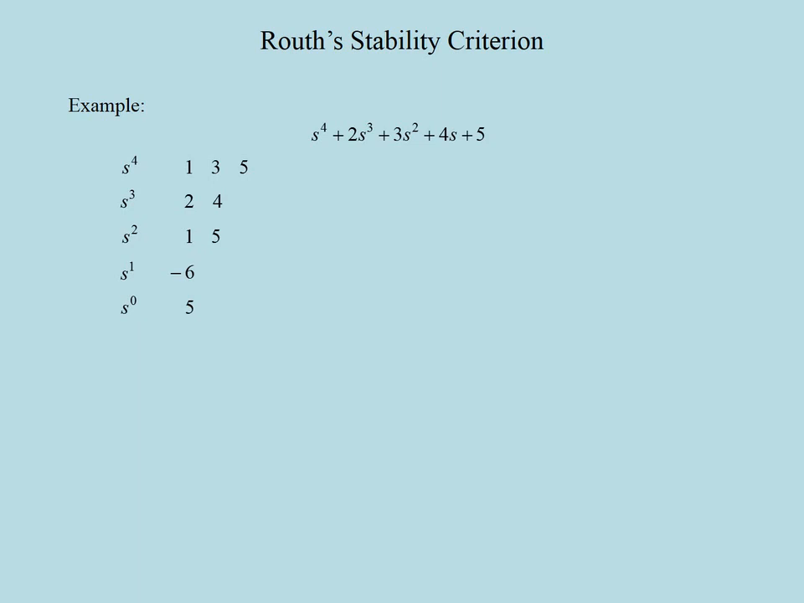Now, as we proceed downwards on the leftmost column of this array, we have two sign changes. One of them from positive to negative, and the next one from negative to positive. That means 2 roots out of 4 of this polynomial are in the right half plane.